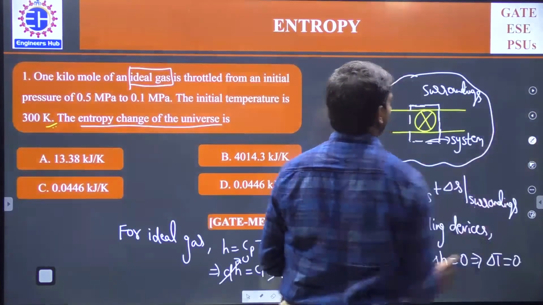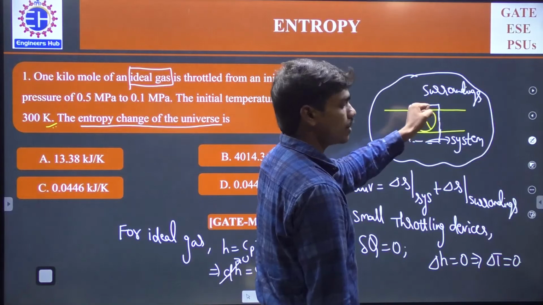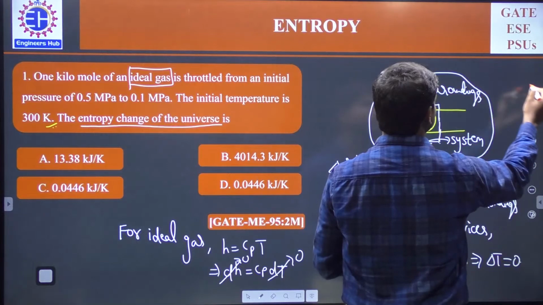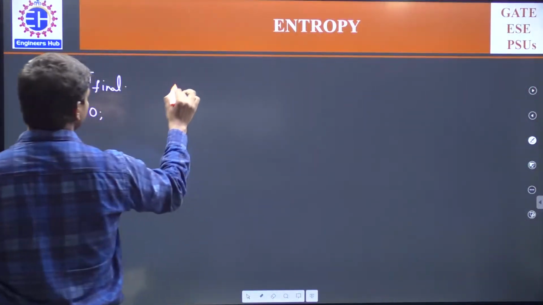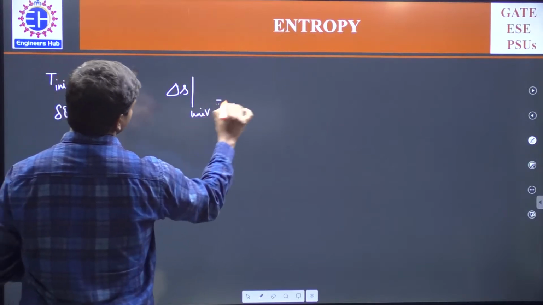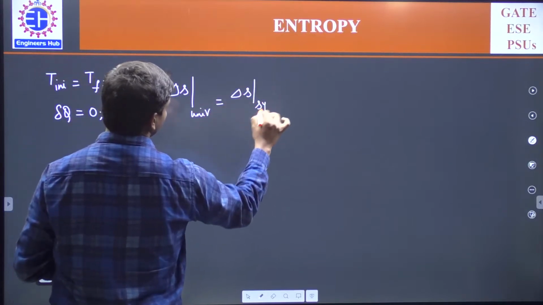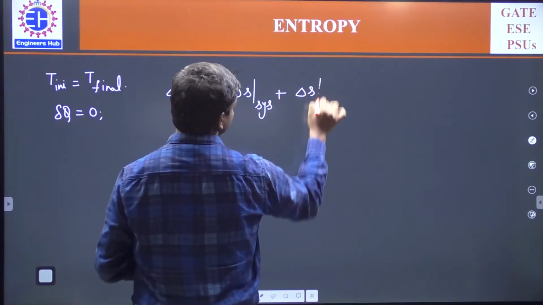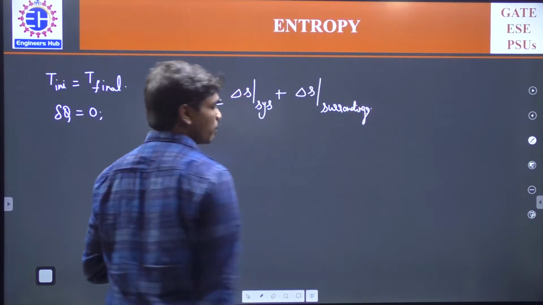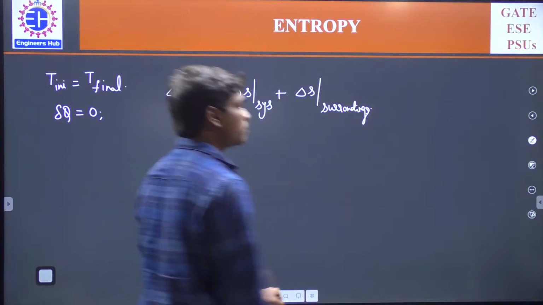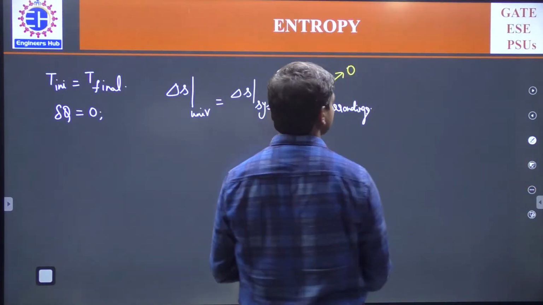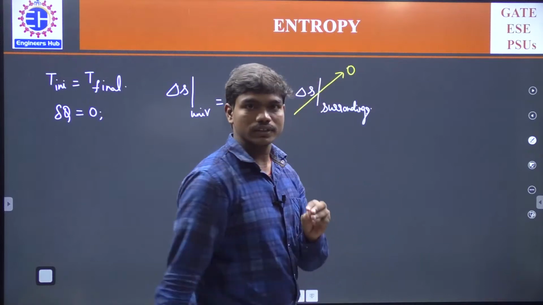When the system is very small, we can treat it as a closed system, and there is no heat transfer into the surroundings. So the total entropy change of the universe is delta S of the system plus delta S of the surroundings. During throttling, heat is the only possible source that can go out, but there is no such heat interaction going out of the system, so delta S surroundings is 0, because throttling devices are very small devices.